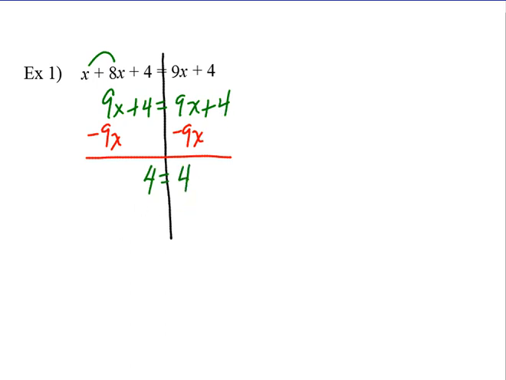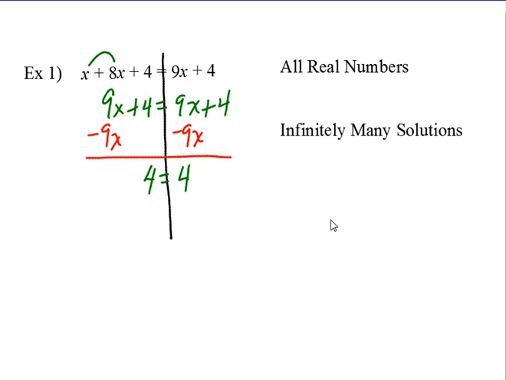This is called an identity because it is the same thing on both sides all the time. How we would write our answer, though, is one of the following. We would either write all real numbers, or we would write infinitely many solutions. This would be your proof for why you chose these answers. It is always important to have the proof, not just say that that's the answer just by looking at it.